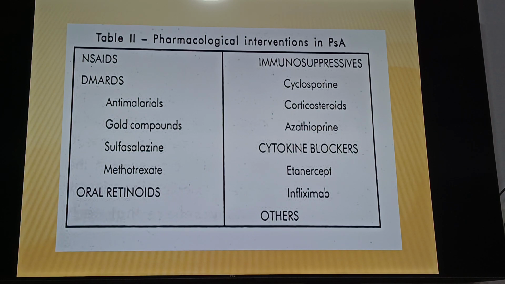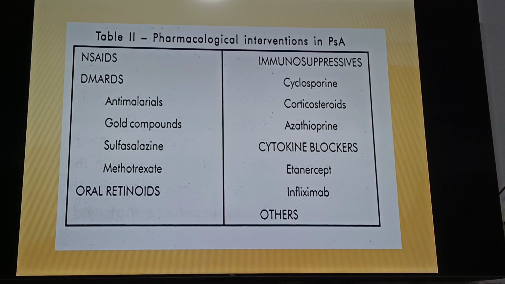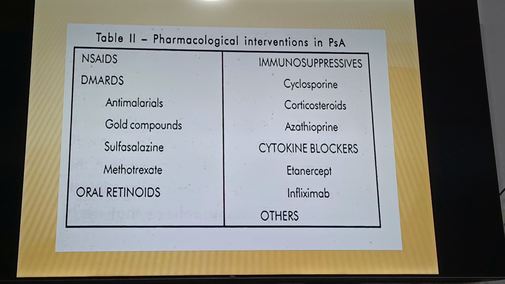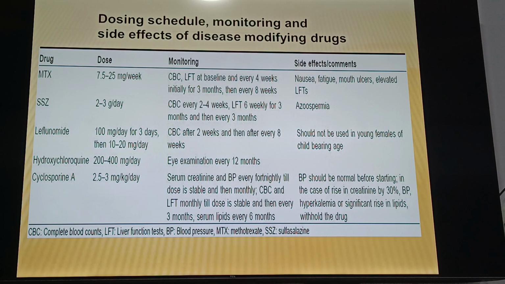Cytokine blockers like etanercept and infliximab. So these are the biological drugs. So in a single slide, you can add NSAIDs for pain relief, and you can choose the DMARDs of your choice depending on the polyarthritis or the spinal involvement. And the immunosuppressive drugs also, depending on the extra-articular involvements of psoriatic arthritis, and of course cytokine blockers like etanercept and infliximab in some cases.